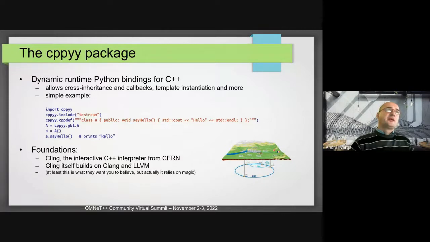And it works pretty well. So it can do cross-language inheritance, it can do callbacks and C++ templates and exception handling and a lot more. The CPPYY package is built on top of Cling, which is an interactive C++ interpreter, which is used for evaluating the results of high energy physics experiments in CERN.